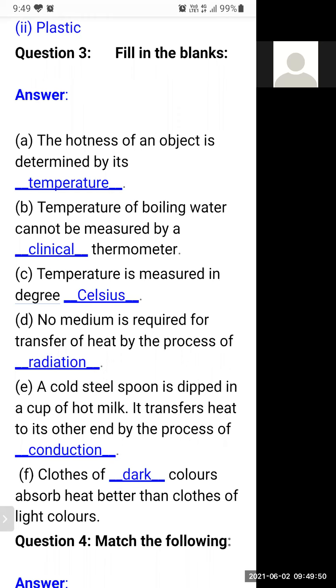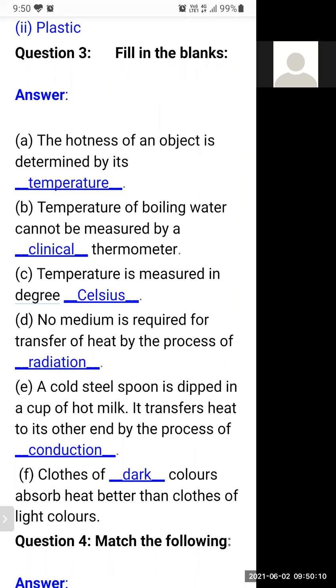So what is the concept behind this? A steel spoon is a solid substance and steel is a conductor of heat. In solids, heat is transferred by the process of conduction. A steel spoon is dipped in a cup of hot milk. It transfers heat to its other end by the process of conduction.